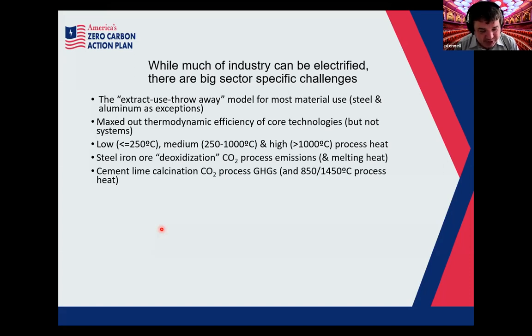Again, cement produces CO2 as an intrinsic part of the process. So the first thing that you do when you make cement is you essentially drive off CO2 from calcium carbonate to form calcium oxide. That CO2 is about 60% of the overall CO2 from cement production, and you can't get away from it, right? So that's why CCS is pretty much key for cement processes. You cannot get away from that CO2, and cement is about 7% of CO2 globally.